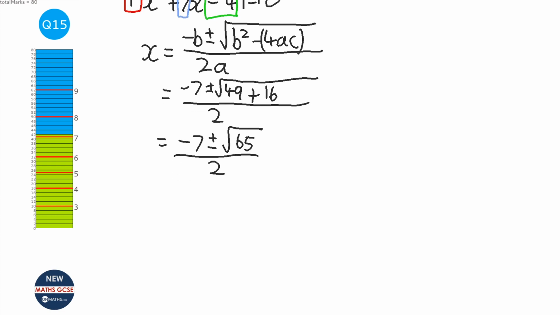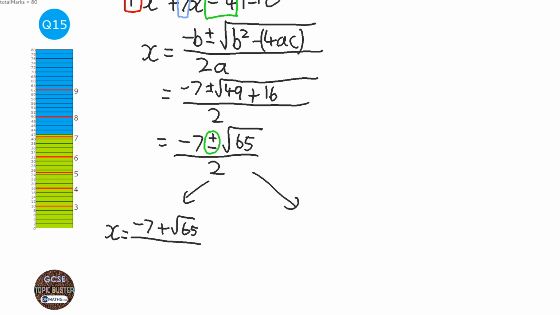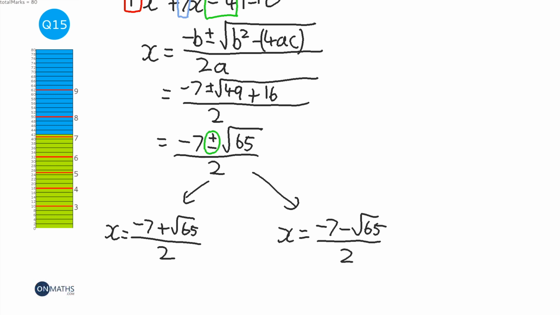Okay, this plus minus thing here just means that there's going to be a plus answer and a minus answer. So we split it up into 2 at this point. We have x equals minus 7 plus root 65 over 2. And we have x equals minus 7 minus root 65 over 2. And what you can do is just type that into your calculator, press the fraction button, then minus 7 plus root 65 over 2. And then you press equals, and that gives an answer for us.